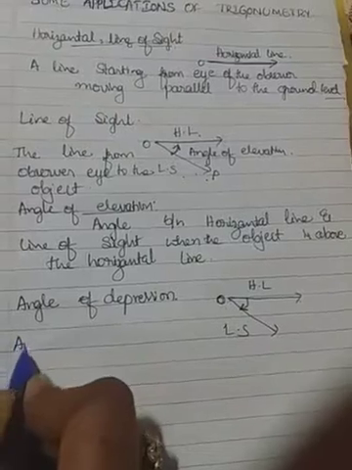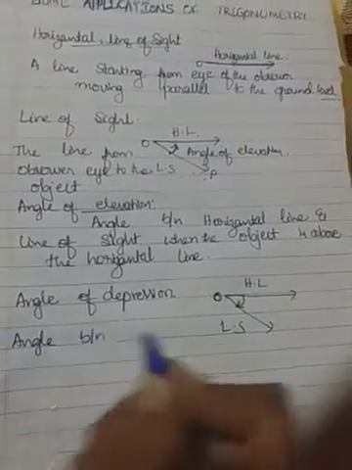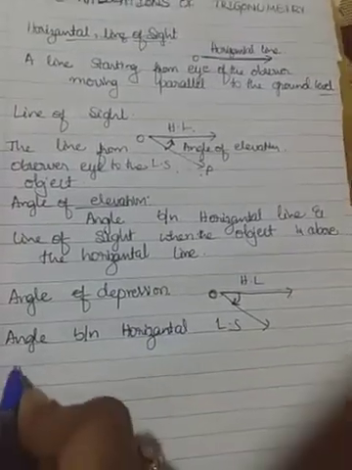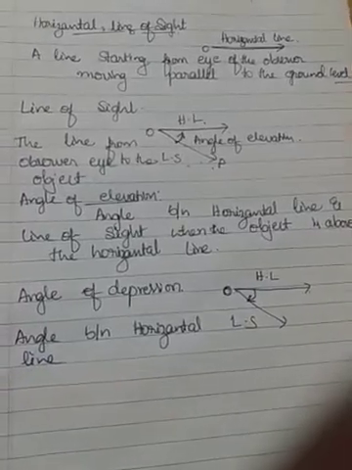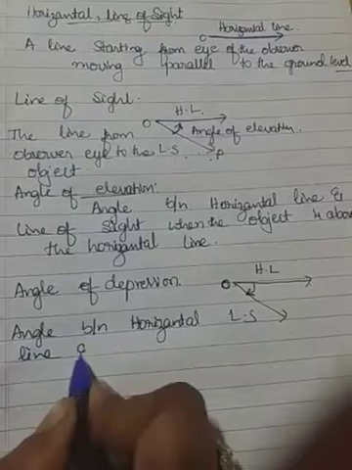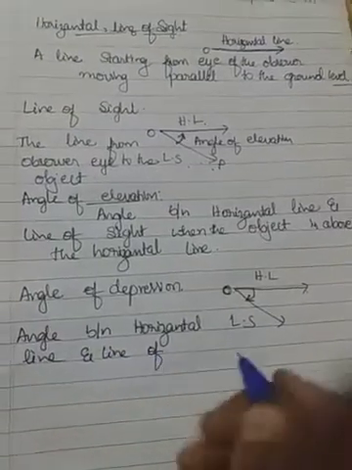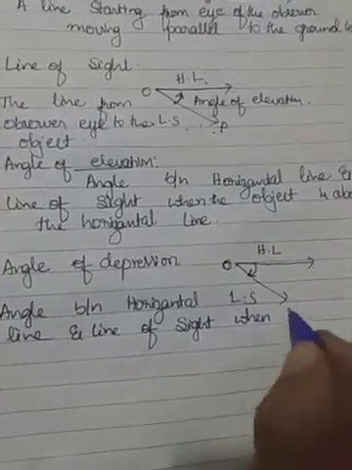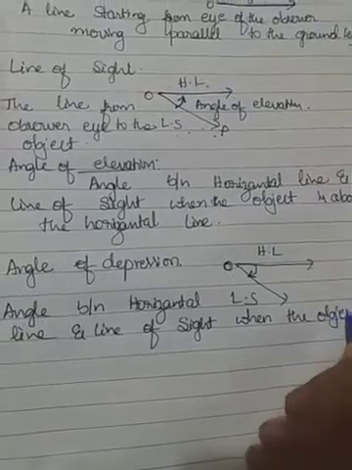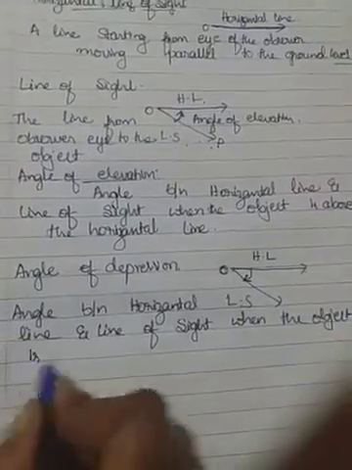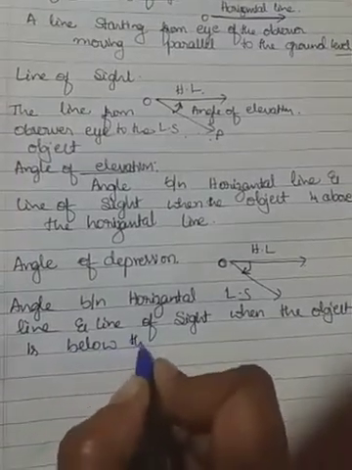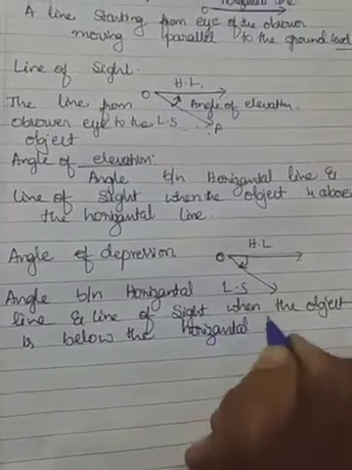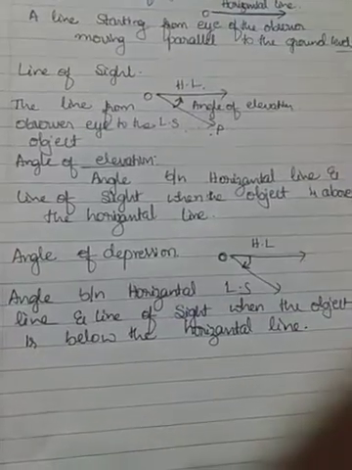Write down: the angle between the horizontal line and the line of sight, when the object is below the horizontal line, is called the angle of depression.